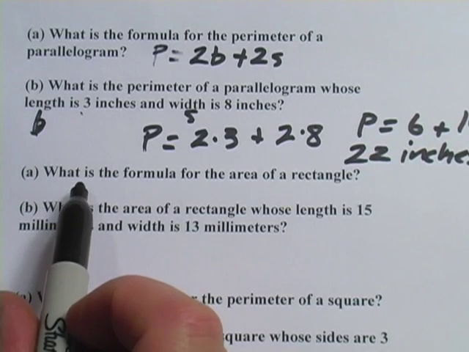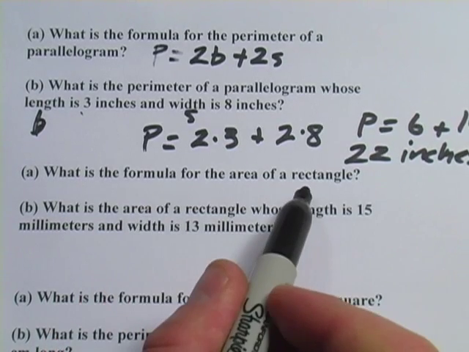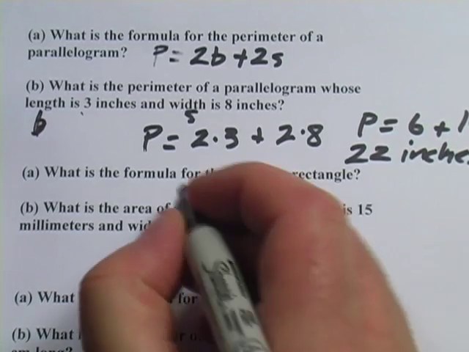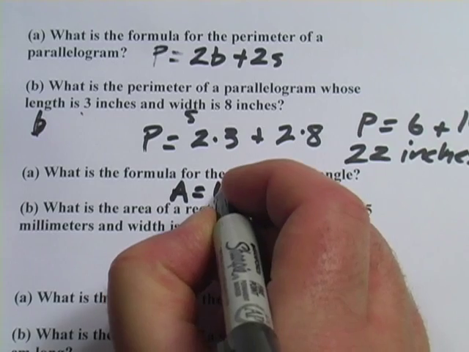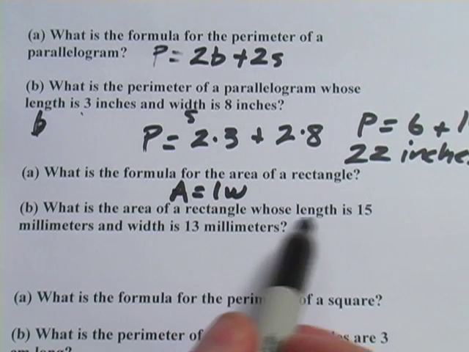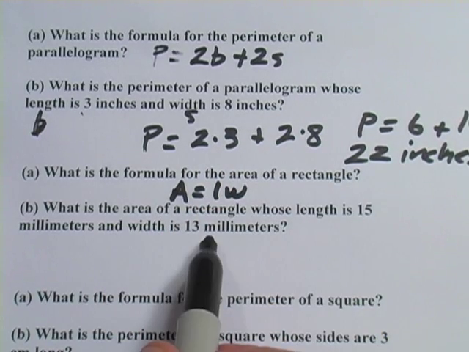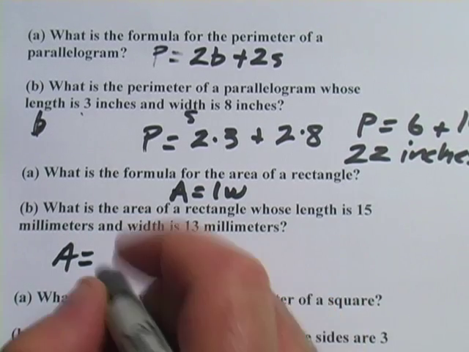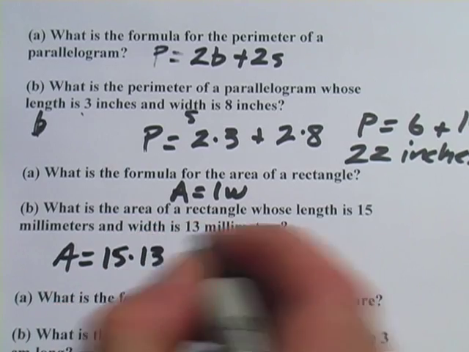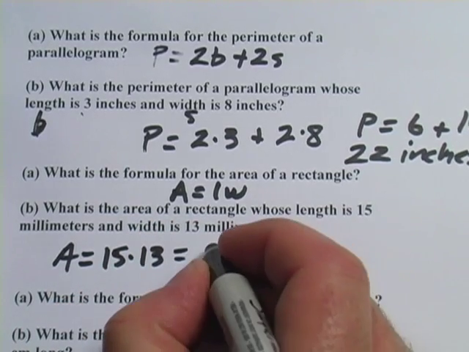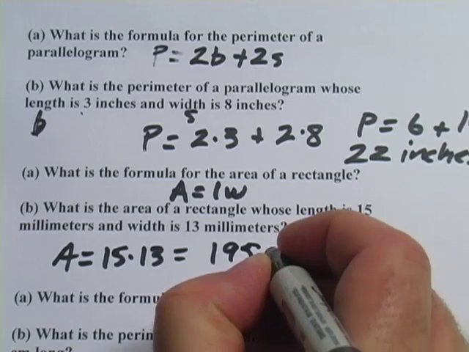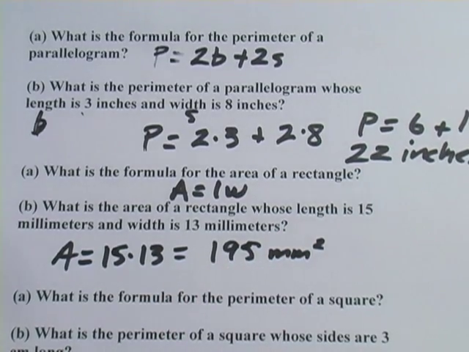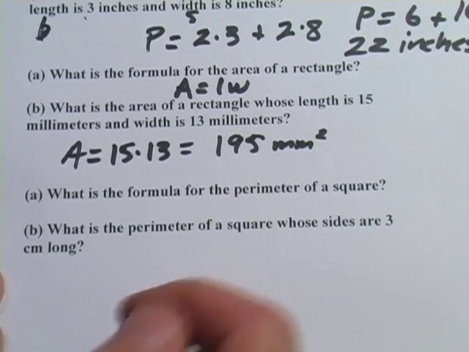Let's look at the next one here. It says, what is the formula for the area of a rectangle? So this is going to be square units when we get to the figuring of it. So area of a rectangle is length times width. What is the area of a rectangle whose length is 15 millimeters and width is 13 millimeters? So area equals length is 15, width is 13. I think if you put that in your calculator, you'll find out it's 195, and the units are going to be millimeters squared, because it's area.